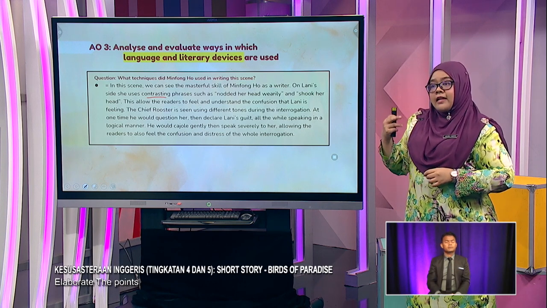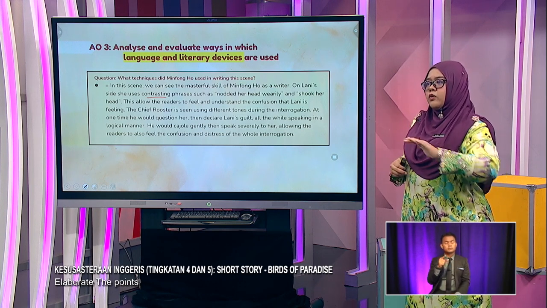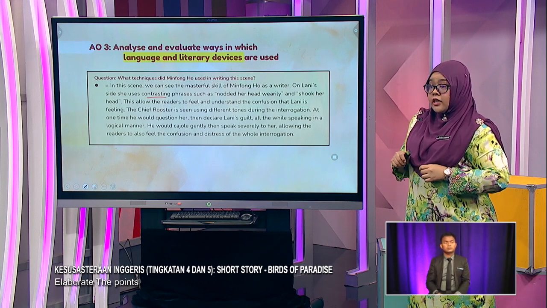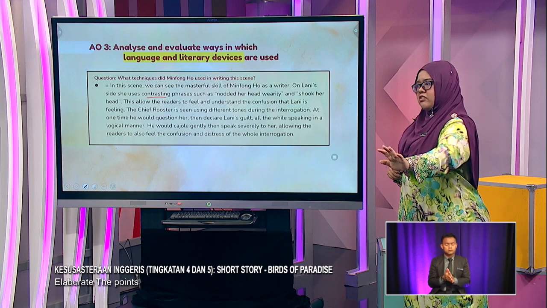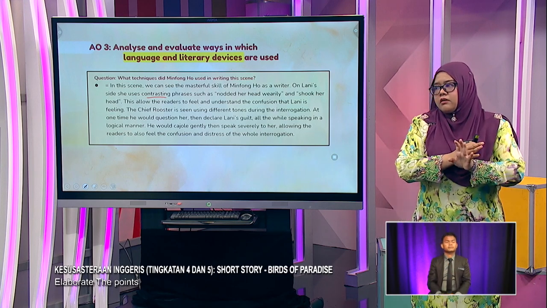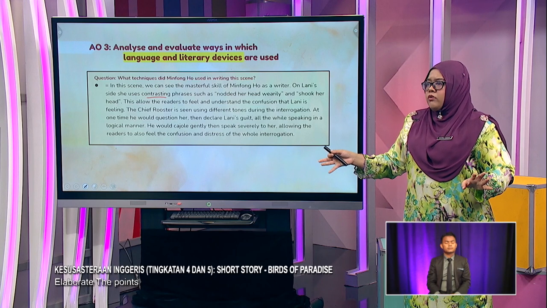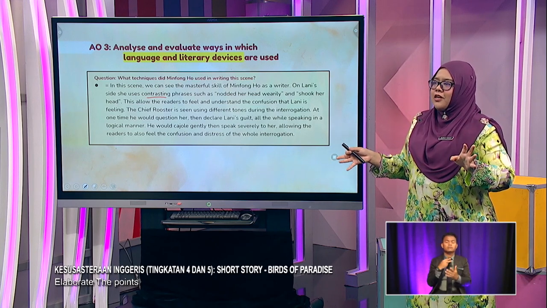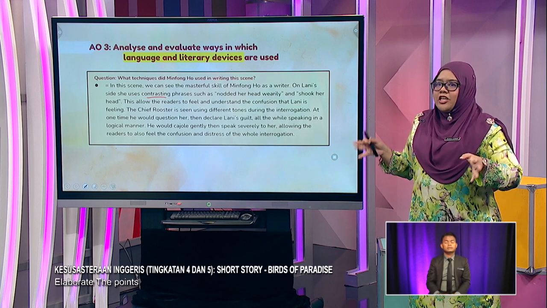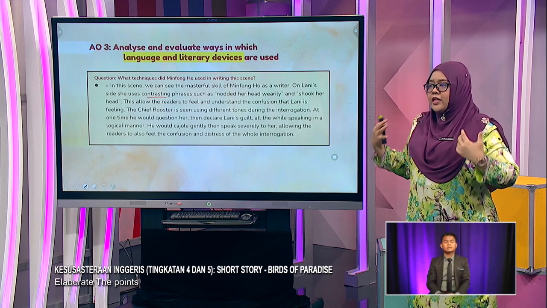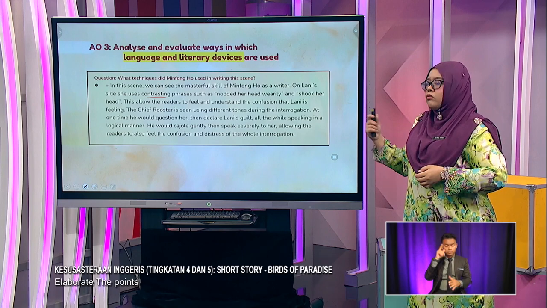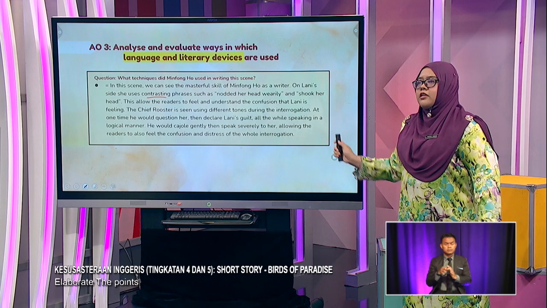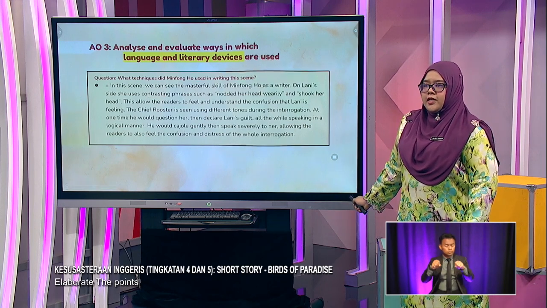And at the same time, speaking in a logical manner, he would cajole and then severely talk to her. Cajoling is gentle. Then all of a sudden, screaming or using high voices. So it's pretty much as if you're stuck in a parallel universe where you do not know what is reality, what is up and what is down. So when students are able to explain that situation, that is where your marks will come in.